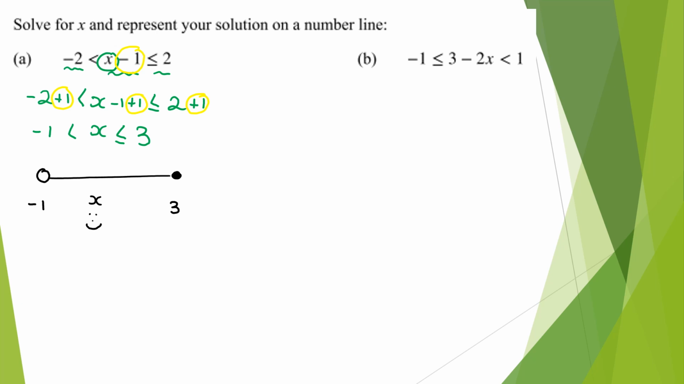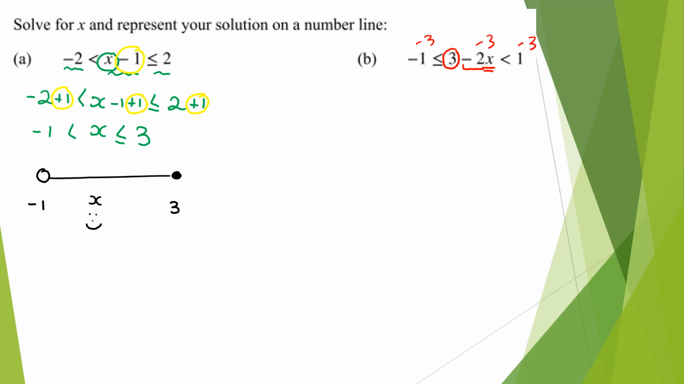Let's look at the second one. If we look at where x is positioned, the positive 3 is our first problem, and the minus 2 is our second problem. So for us to get rid of that, we are going to subtract 3 over here, and over here, and over there.